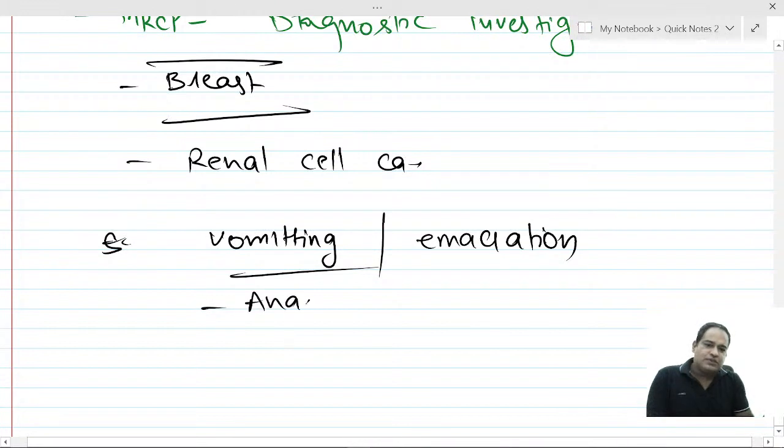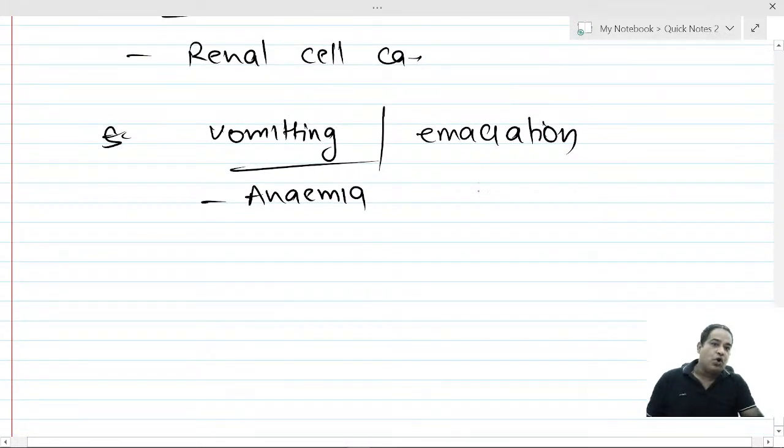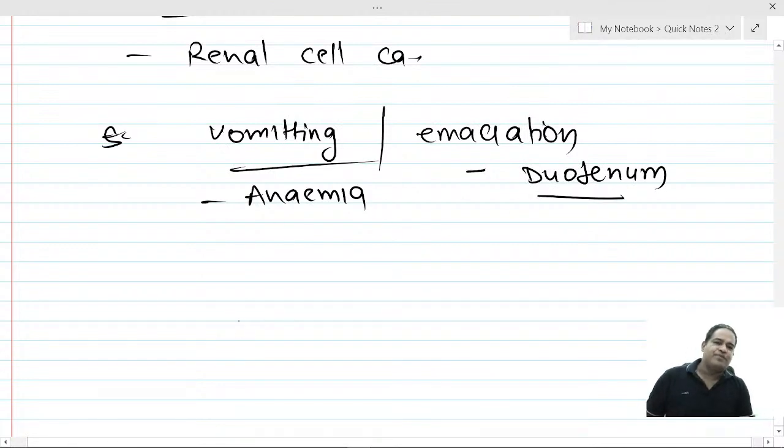It will cause severe anemia because the food will not be digested. You know, the principal site of absorption of iron is the duodenum. If the iron is not reaching the duodenum, it will not be absorbed. Your patient will suffer from iron deficiency anemia.